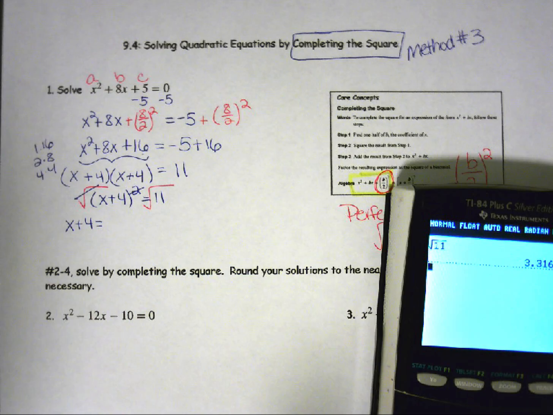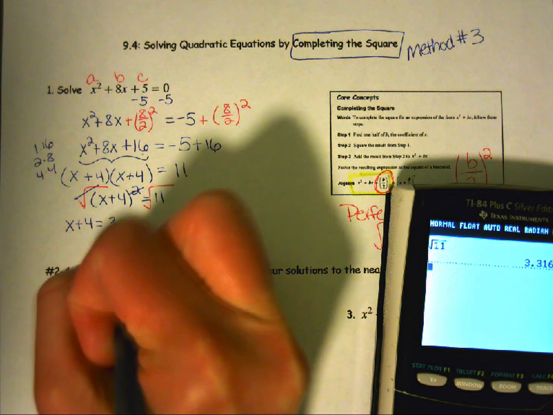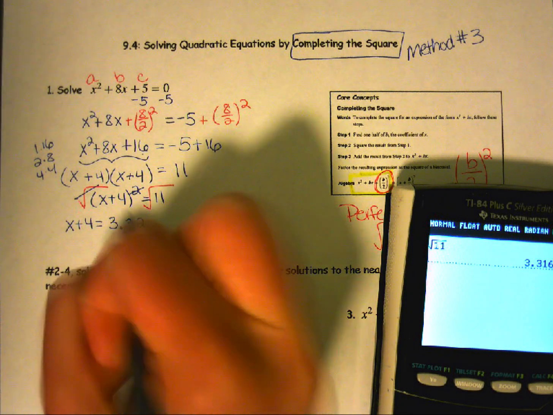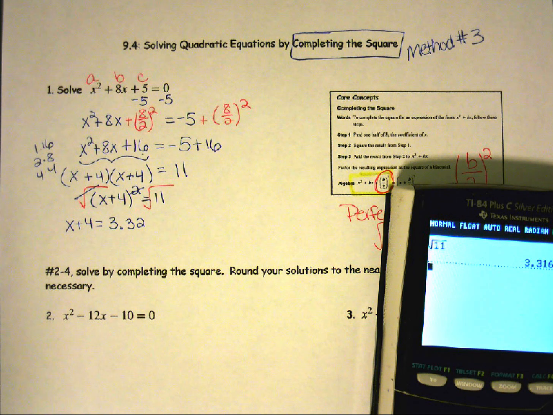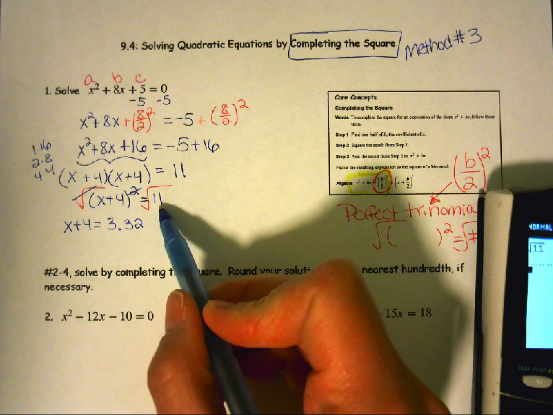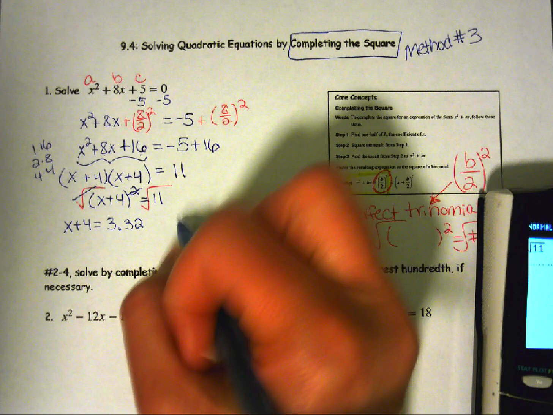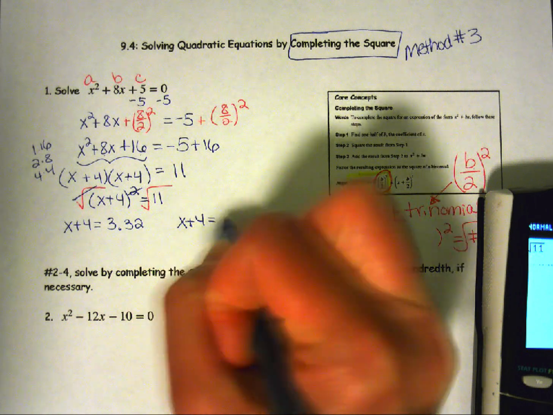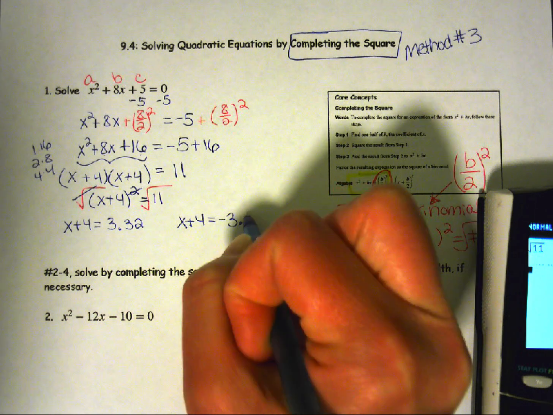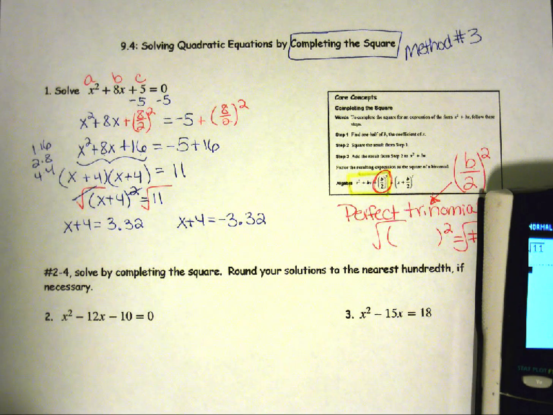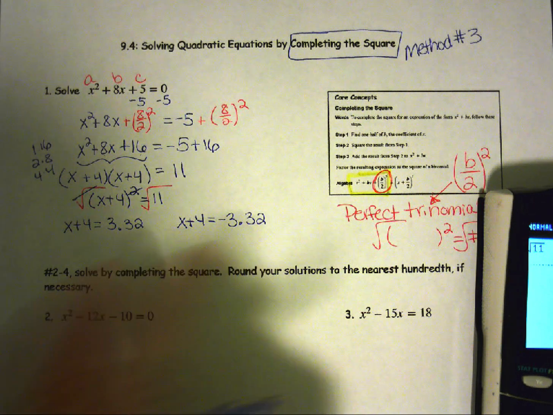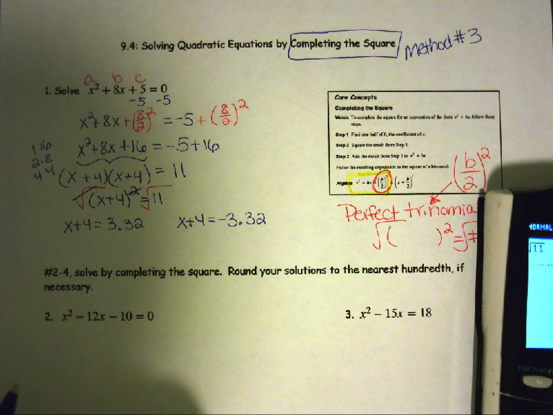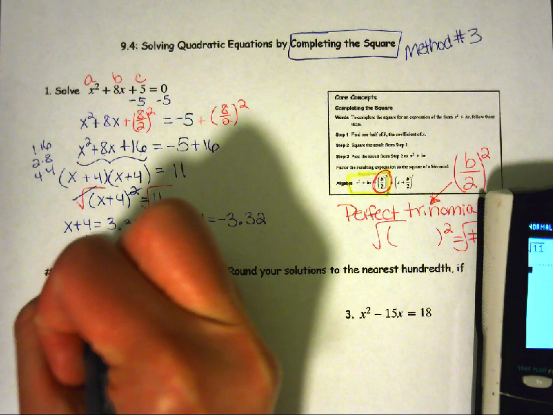So I'm going to say that this is 3.32, okay? But remember, whenever I take the square root, not only do I get the positive, but I also get the negative. So this is also a negative 3.32. Now realize we have rounded a little bit, but I don't think in our class it's going to make that big of a deal. So let's go ahead and subtract 4.